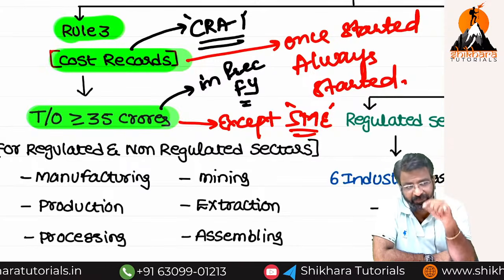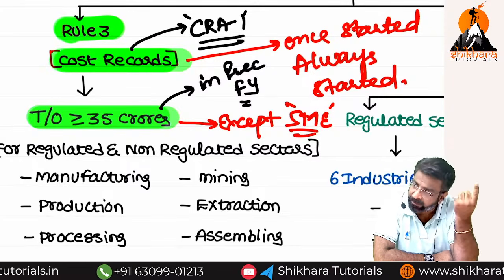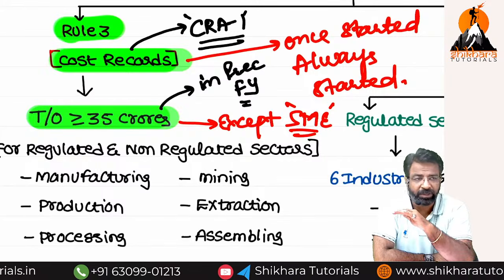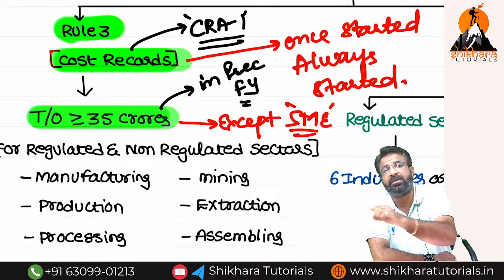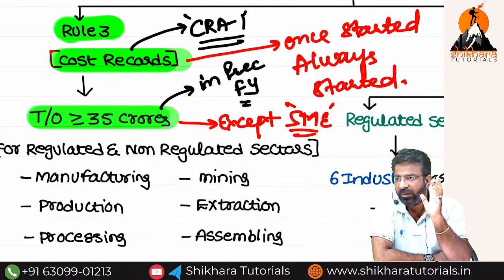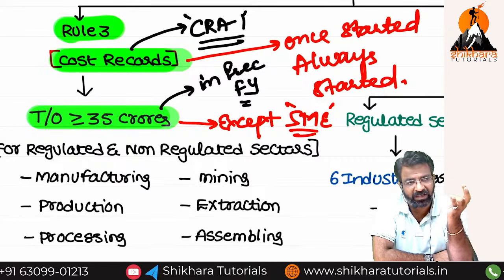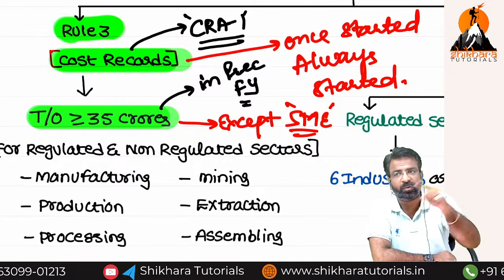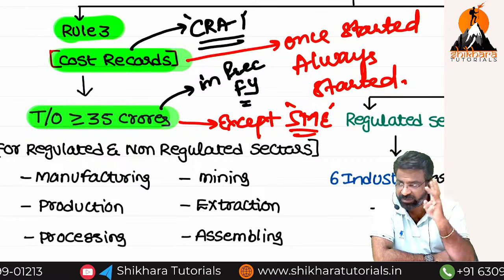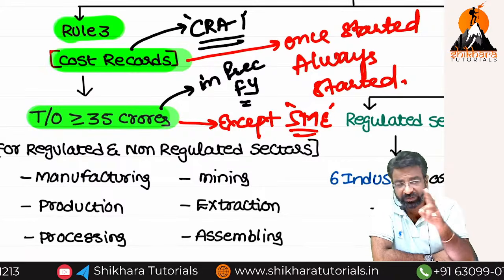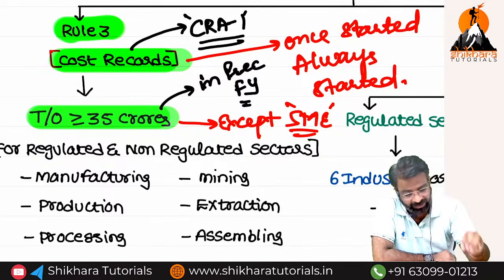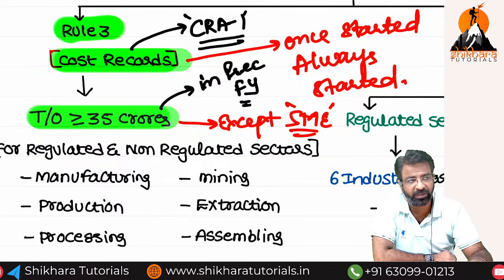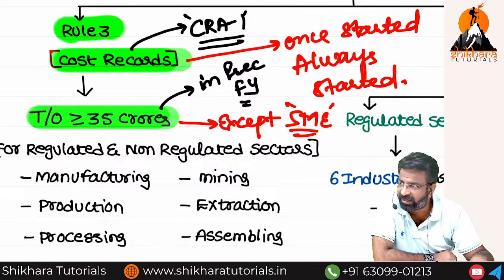If you are a SME registered under what? MSME Act, you need not prepare cost records even if your preceding financial year ka turnover is greater than or equal to what? Let me tell you one thing, SMEs are exempted from Rule 3 and Rule 4 both. What is Rule 3? Cost records. What is Rule 4? They don't have to go for both of them. Either it is cost record, then also they are exempted. Cost audit, then also they are exempted. Are you getting the point?